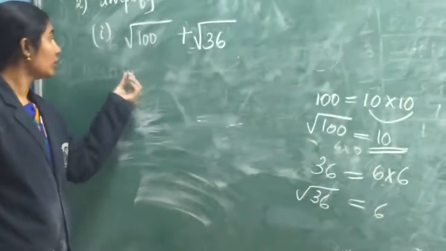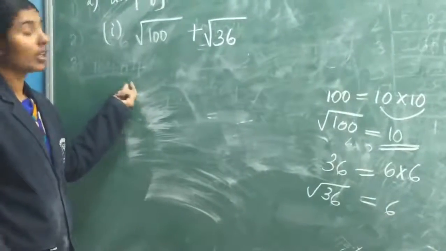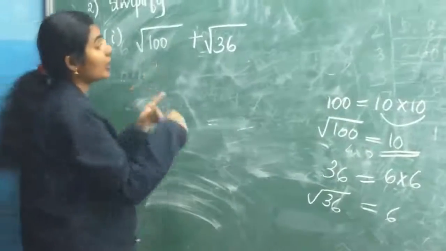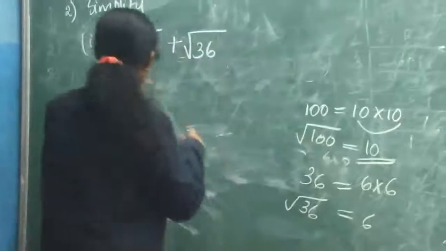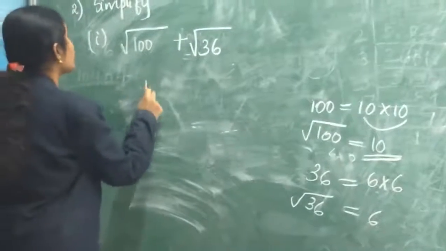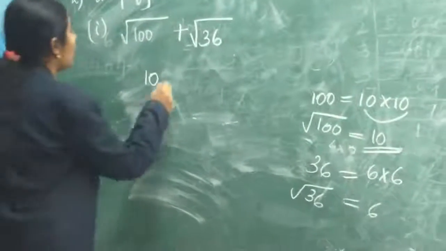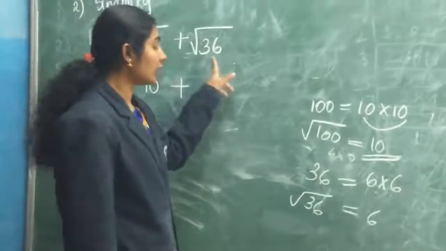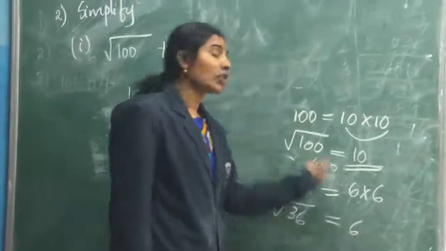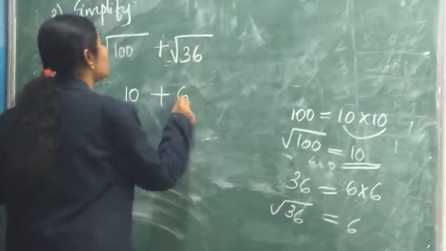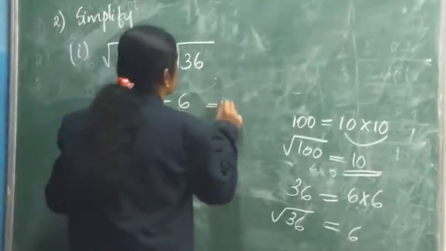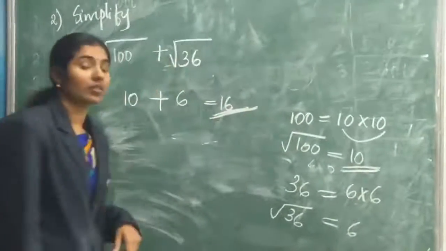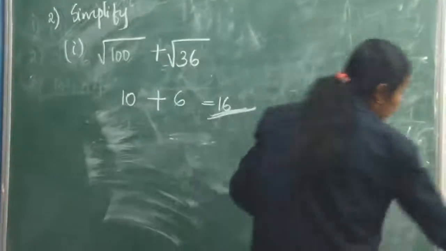Substitute each value in this question. So what will you get? Square root of 100, what is that? 10. So instead of writing square root of 100, you should write 10. Plus, what is the square root of 36? That is 6. So instead of writing square root of 36, you should use 6. 10 plus 6 is 16. So the answer is 16. Next sum we will do.